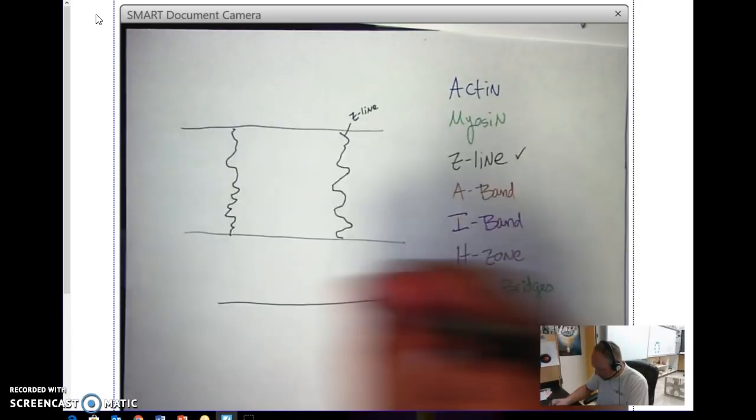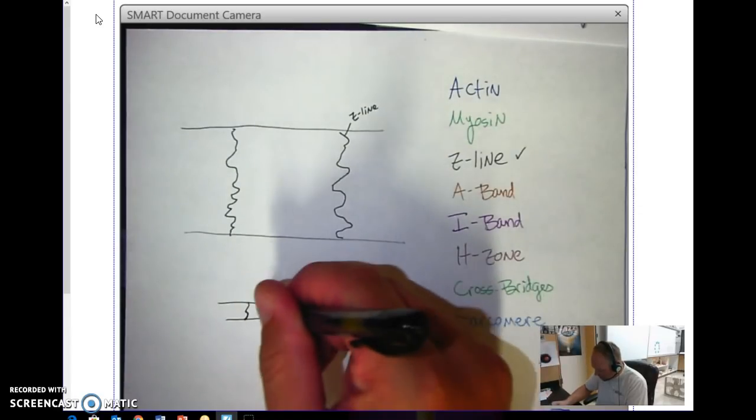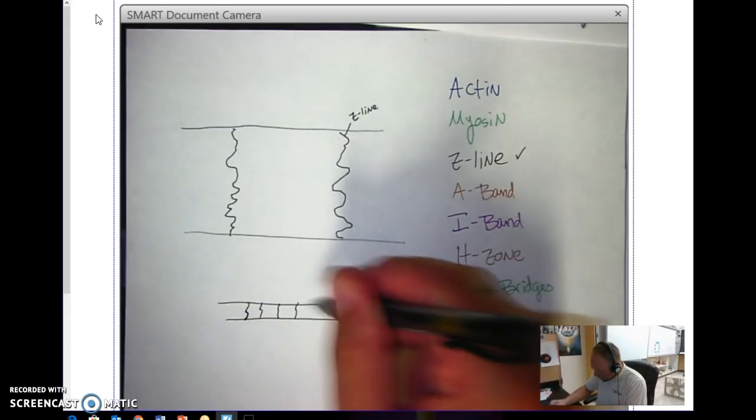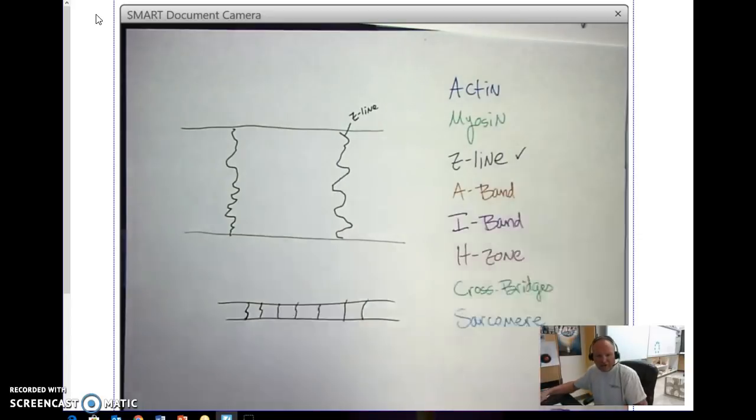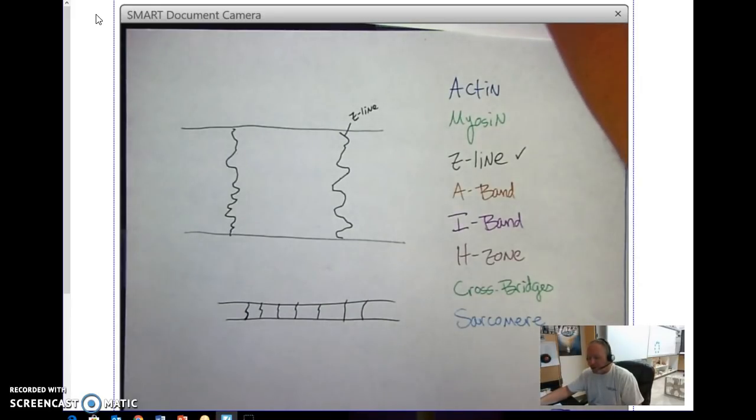If I draw a smaller muscle fiber, I'm not kidding, these Z-lines literally go forever up and down that muscle fiber. So can you see how I'm going to start to create a striated appearance? Now let's do actin and myosin. By far, actin and myosin are the most important part of all the muscles.